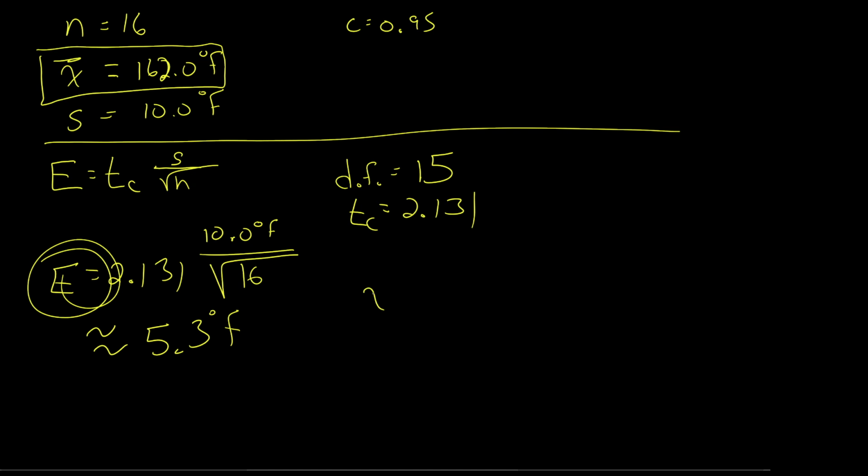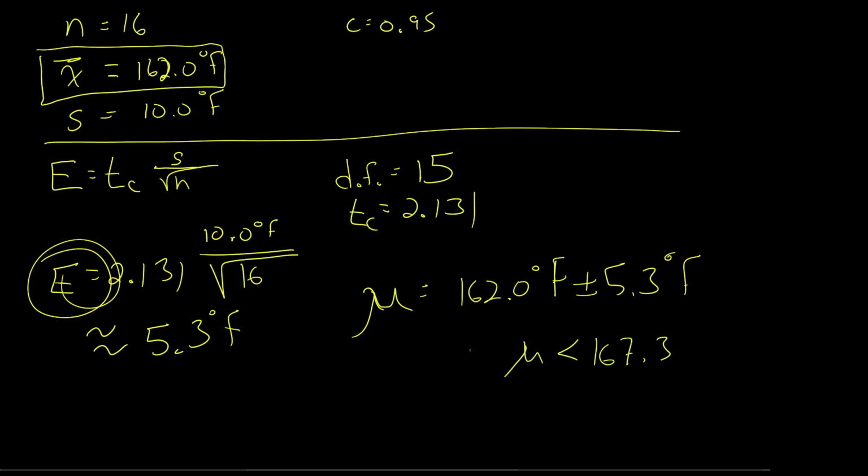And so I can say that the population average coffee temperature is going to be 162 degrees Fahrenheit plus or minus 5.3 degrees Fahrenheit. Or as your book likes to write it, 167.3 to mu, and if I subtract the other way, 156.7. Because your book likes writing it in a range like that. And so we've constructed the confidence interval.